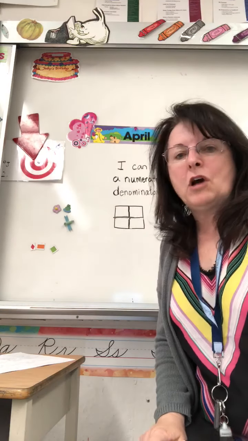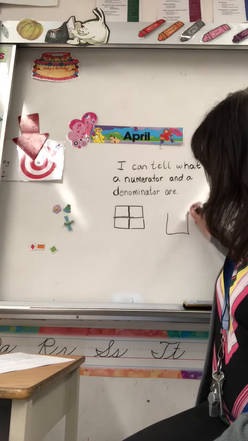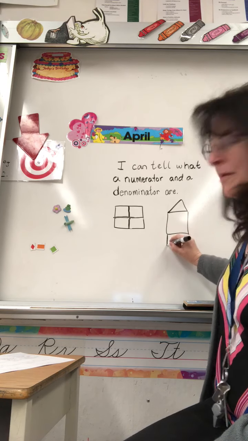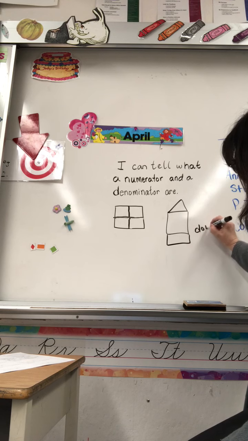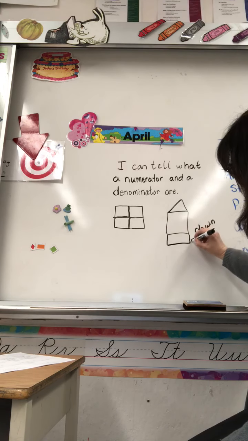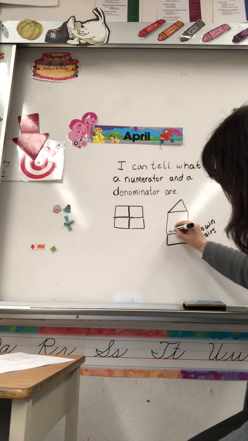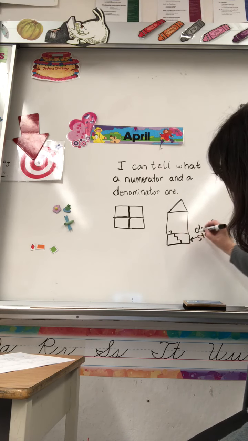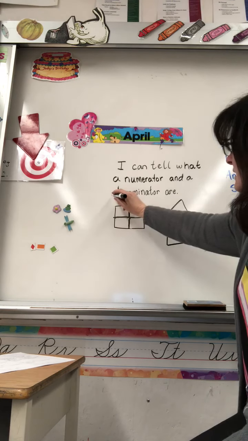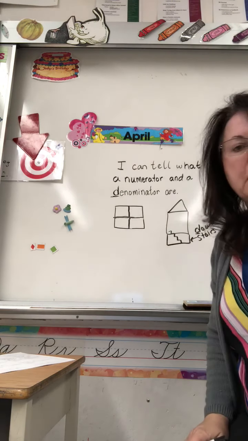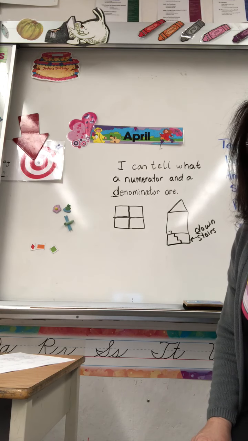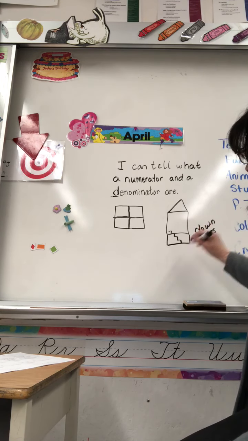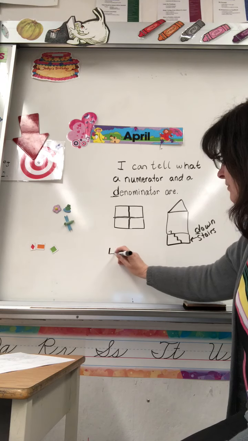So the denominator, I like to think of it as a house, and the denominator is down. So downstairs in a house, we've got maybe our little stairs going down. Denominator starts with the letter D, and so we're going to look at how many parts something is cut into. It's cut into 4, and that's going to live downstairs. So we're going to put our 4 down here.